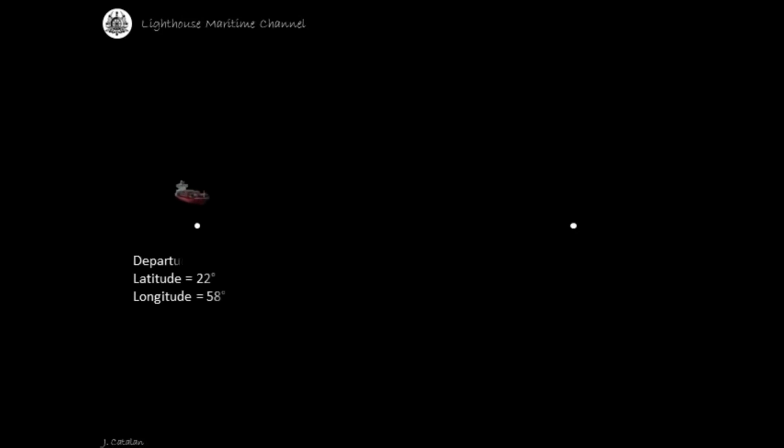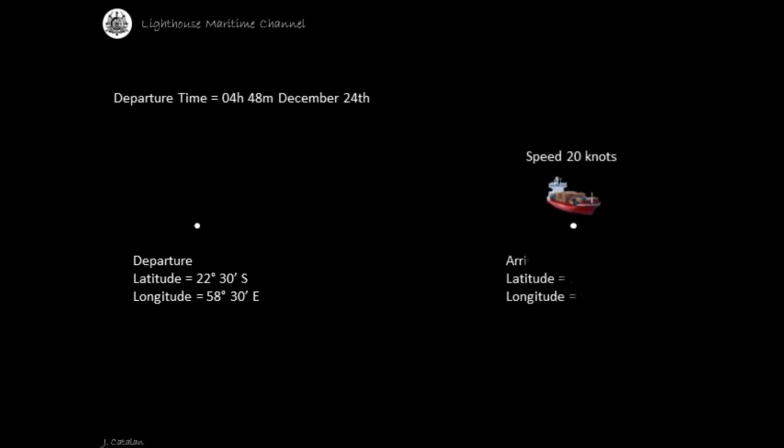A ship, at latitude 22 degrees and 30 minutes south, longitude 58 degrees and 30 minutes east, has a speed of 20 knots. Left her position at 4 hours and 48 minutes, dated December 24th. Arrived at latitude 22 degrees and 30 minutes south, longitude 120 degrees and 30 minutes east. Calculate her distance run and her time when she arrived at her destination.